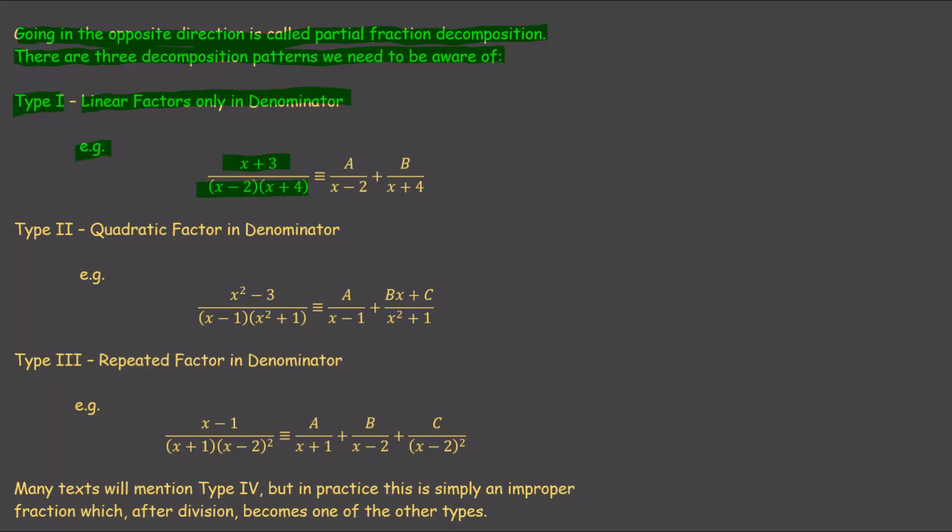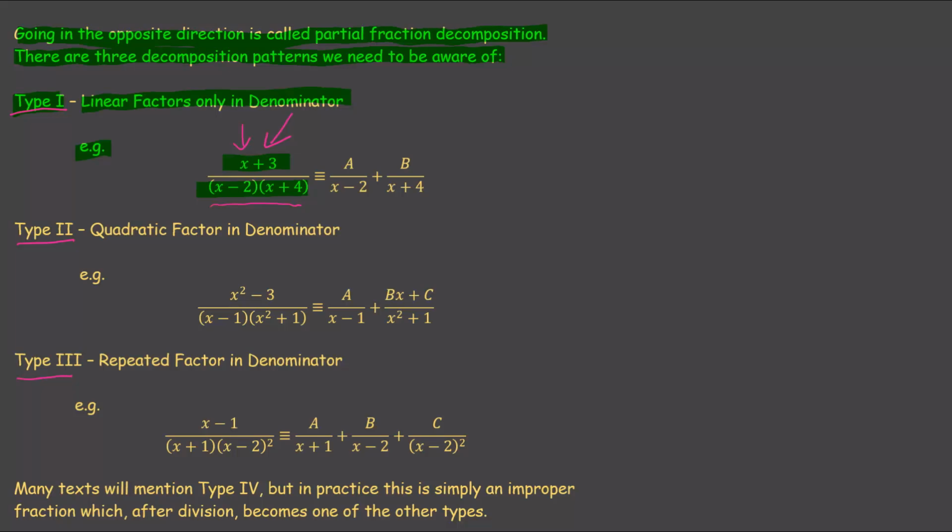I'm just going to point out here that for all of these types, type 1, type 2 and type 3, the highest power in the numerator is going to be less than the highest power in the denominator. In the denominator here, if we expand out, we get an x squared. Here we get an x to the power 1. That's called a proper fraction.